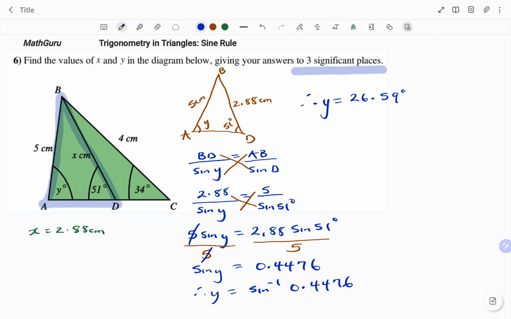Therefore, the value of y will be 26.59 degrees. But I'm going to change that because the question says we should leave our answers to 3 significant places. So y equals 26.6 degrees.